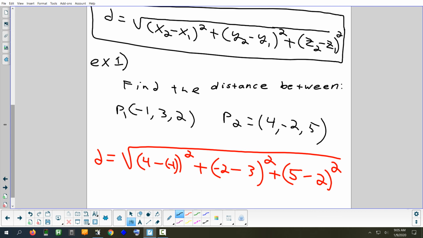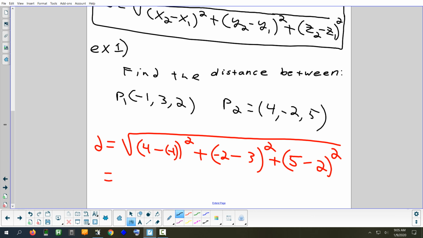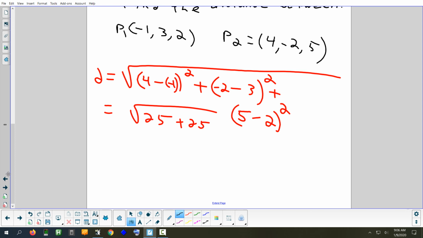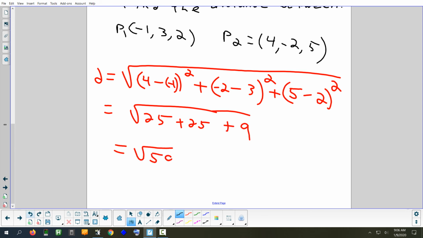Okay. Either way. All right, Courtney, what's 4 minus -1? And then when you square it? 25. All right, so we get 25. Cal, what's -2 minus 3? That is -5. And when you square it? 25. Yep. Positive. 25 again. And Matt, 5 minus 2? 3. And square it? Okay, so the distance is the square root of 59.